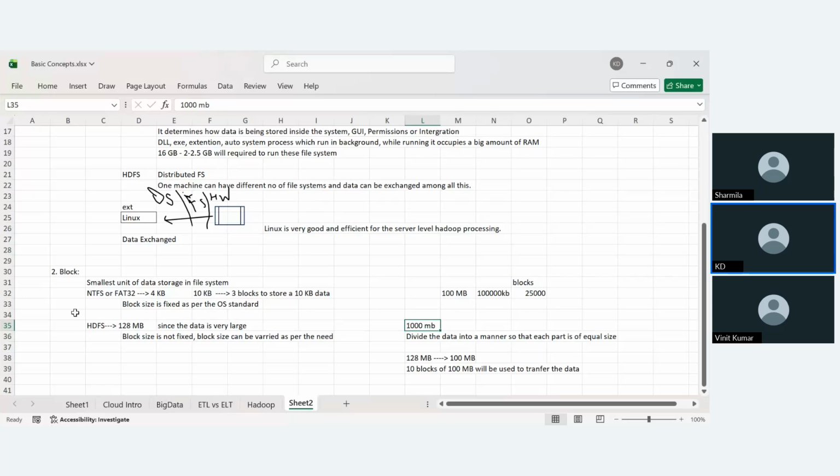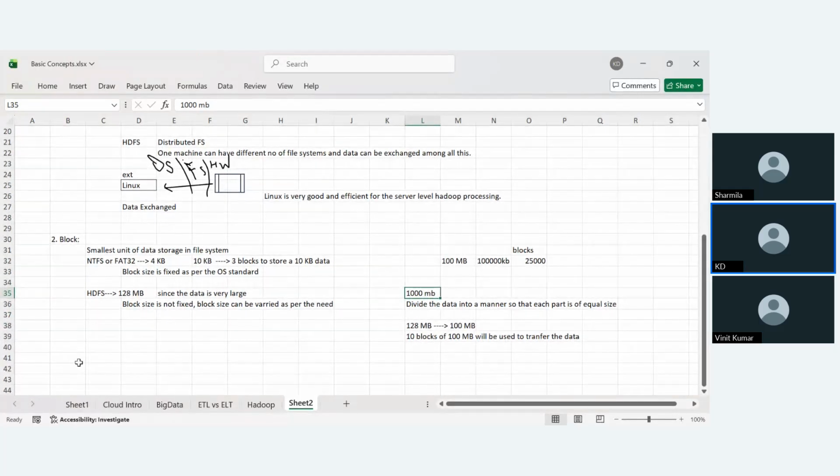Okay. So this is the advantage of using blocks in HDFS. This is the reason HDFS is considered much faster than the traditional file systems.